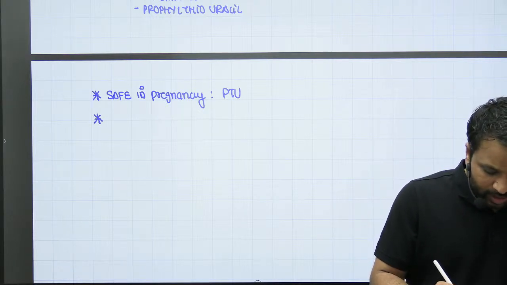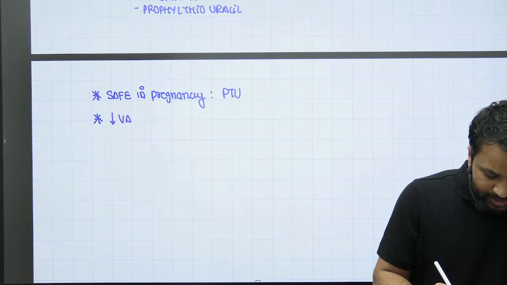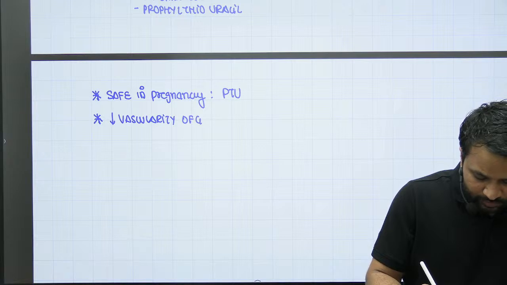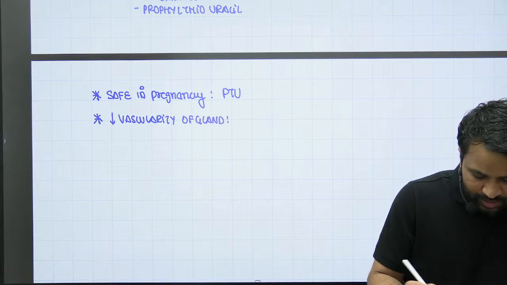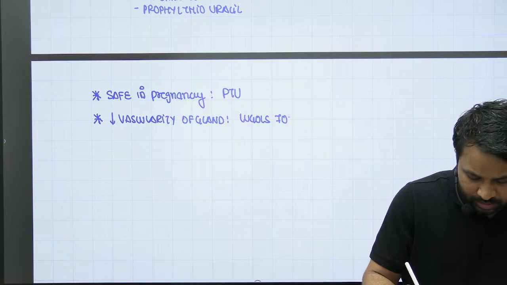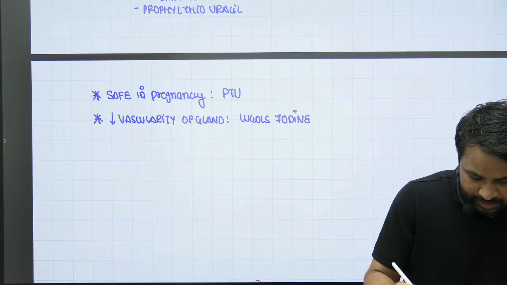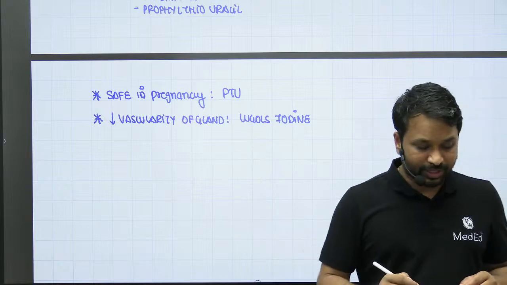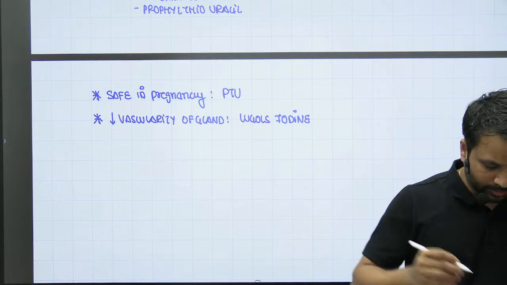Which anti-thyroid drug decreases the vascularity of the gland? The vascularity of the gland is reduced with the help of Lugol's iodine. So obviously in Graves' disease, I will give the patient Lugol's iodine.